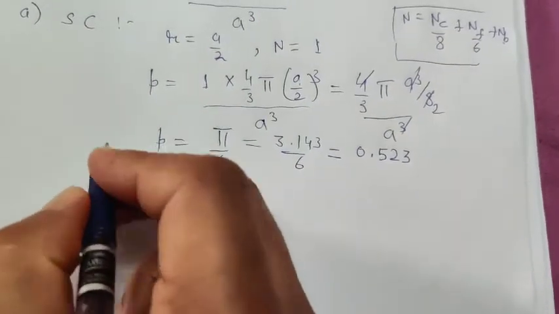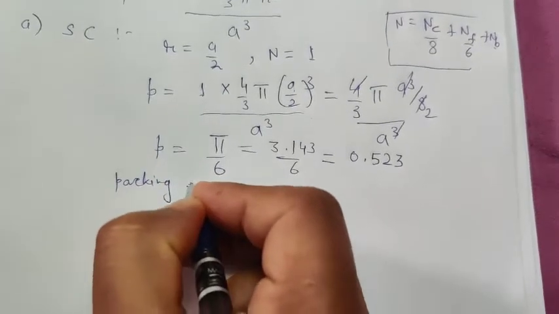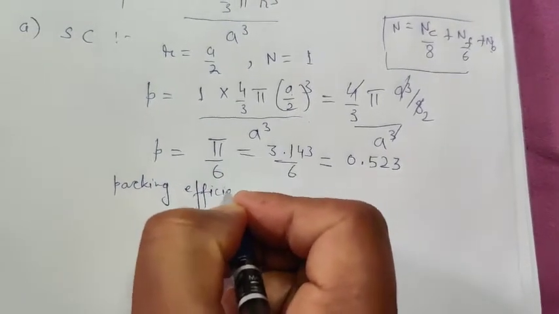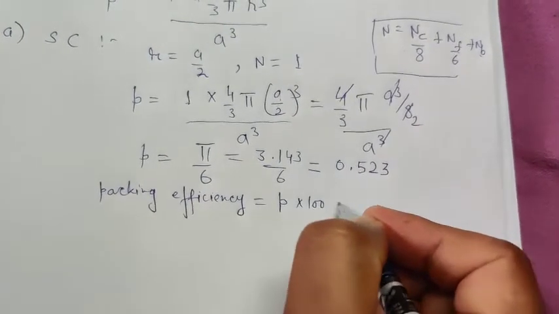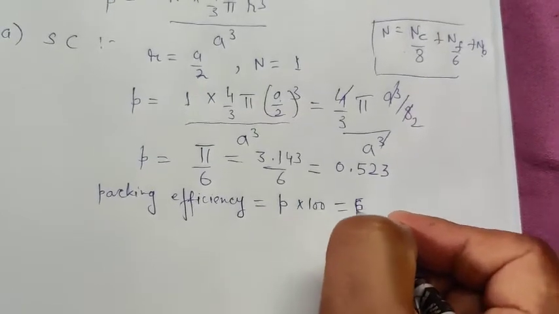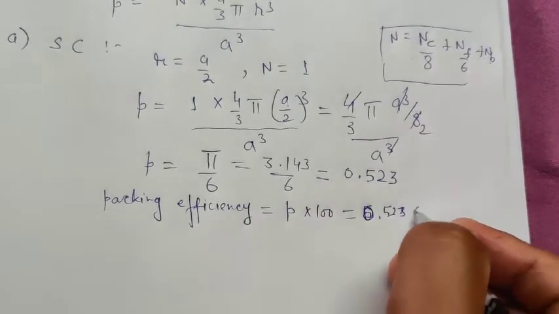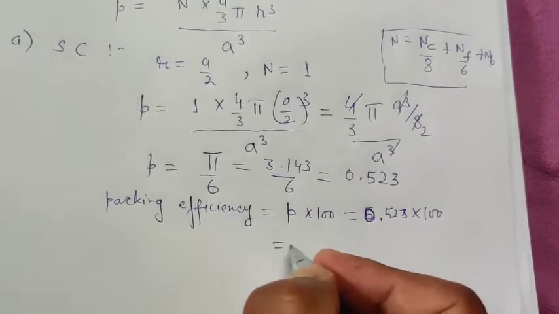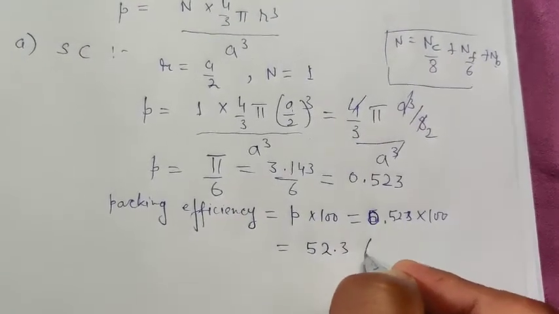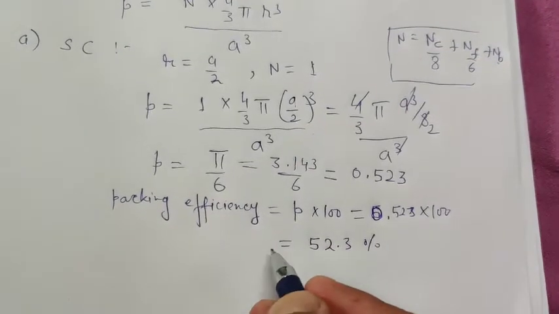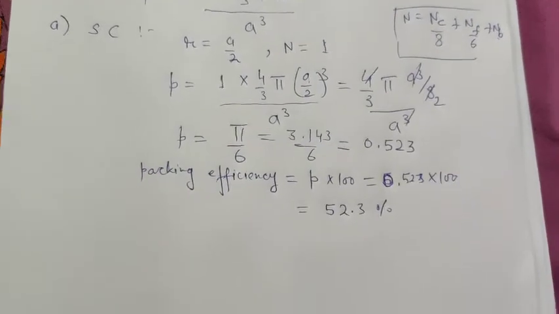Now if you want to calculate the packing efficiency, it will be the packing fraction times 100. So this will be 0.523 multiplied by 100, which is 52.3%. So the packing efficiency of the simple cubic lattice will be 52.3%.